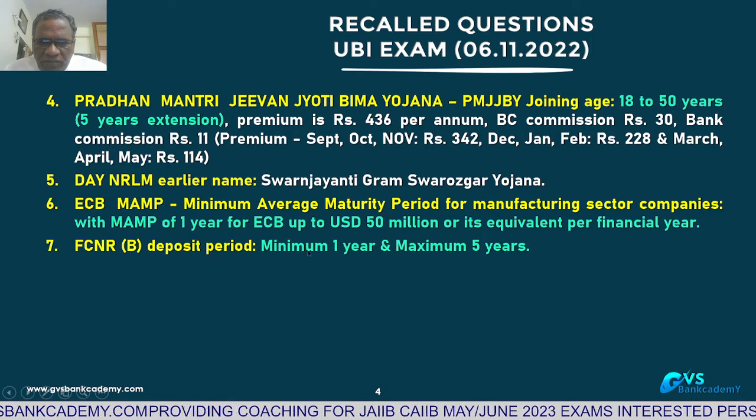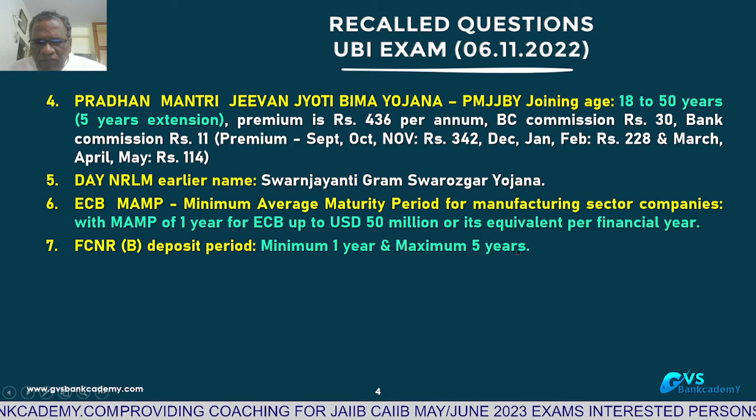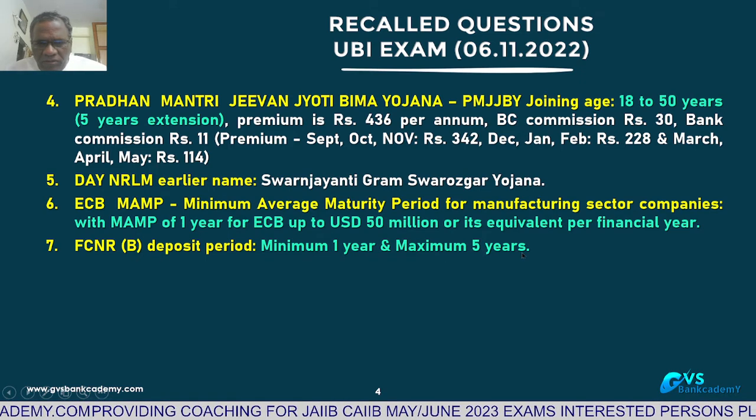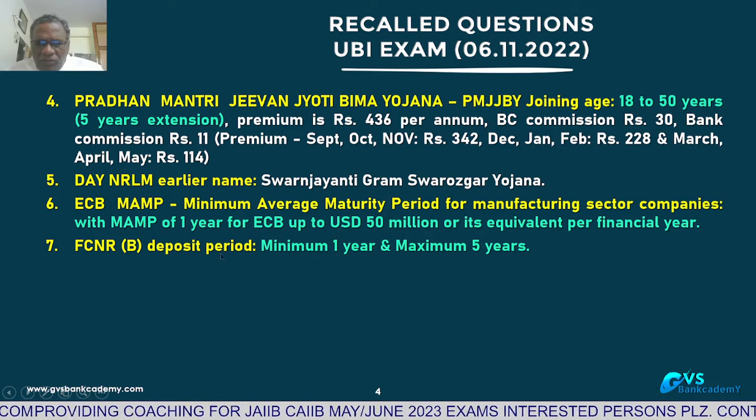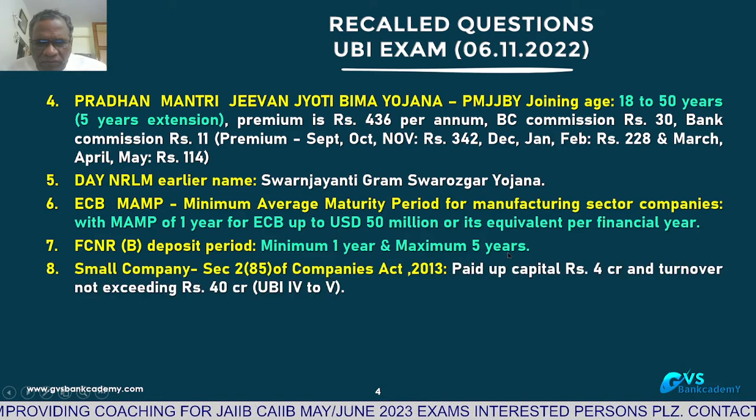FCNR deposit period: minimum 1 year, maximum 5 years. This is a normal question. Minimum 1 year time deposit. FCNR(B) means only time deposit, maximum 5 years.